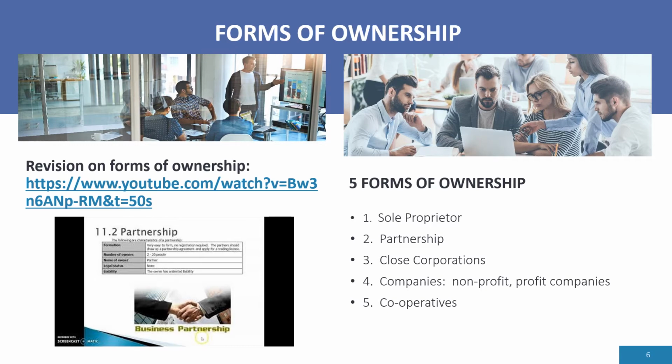So just to recap, there are 5 forms of ownership: sole proprietor or sole trader, partnership, closed corporation or CC, and then the companies that consist of non-profit companies and profit companies. And then lastly, cooperatives. These are the 5 forms of ownership that we will be discussing in this term. But for this lesson, I will only be focusing on sole proprietor, partnership, and closed corporation.